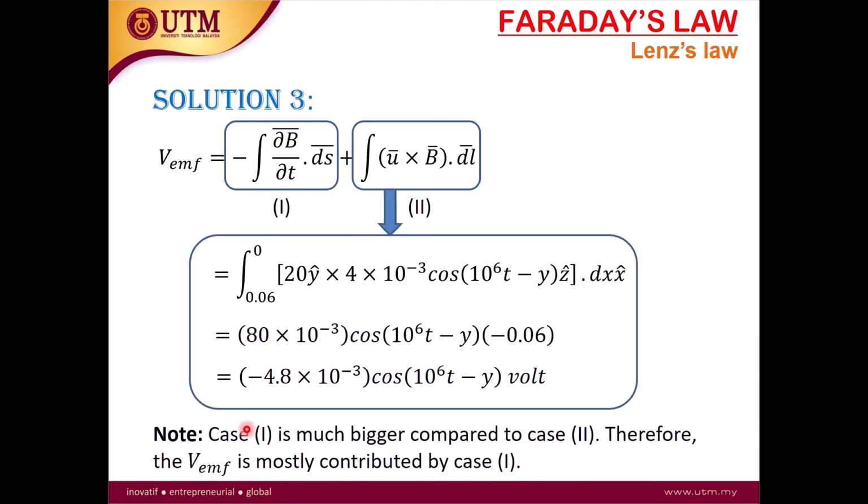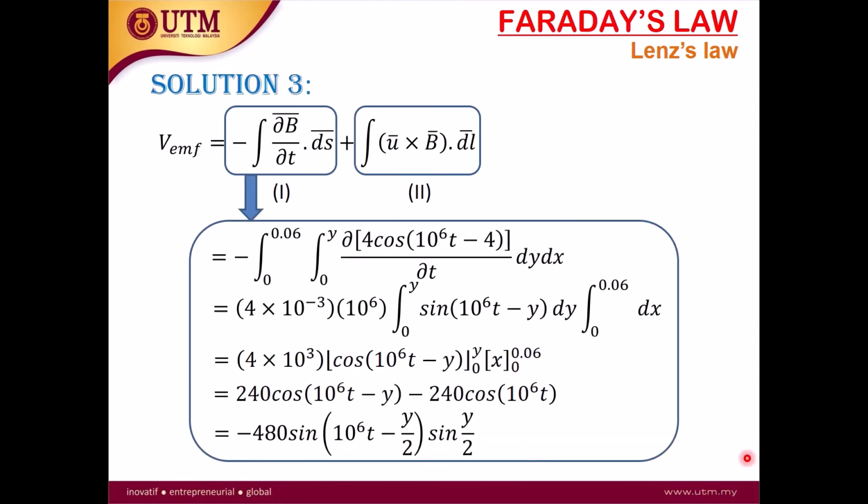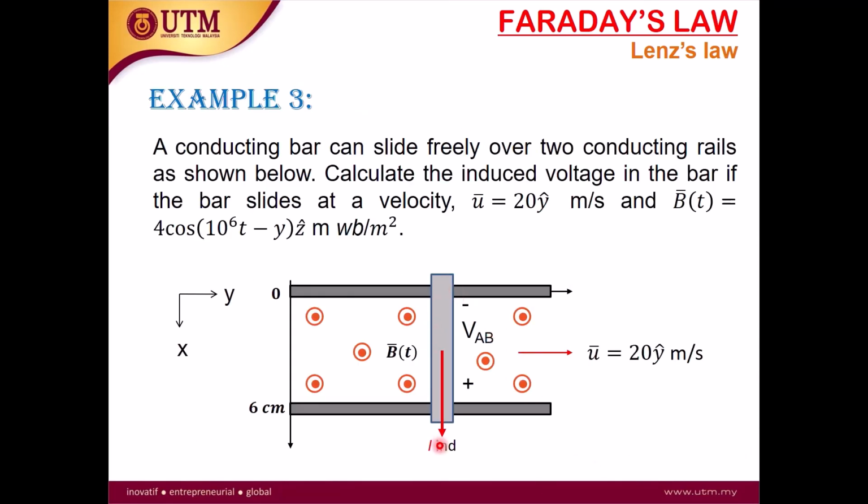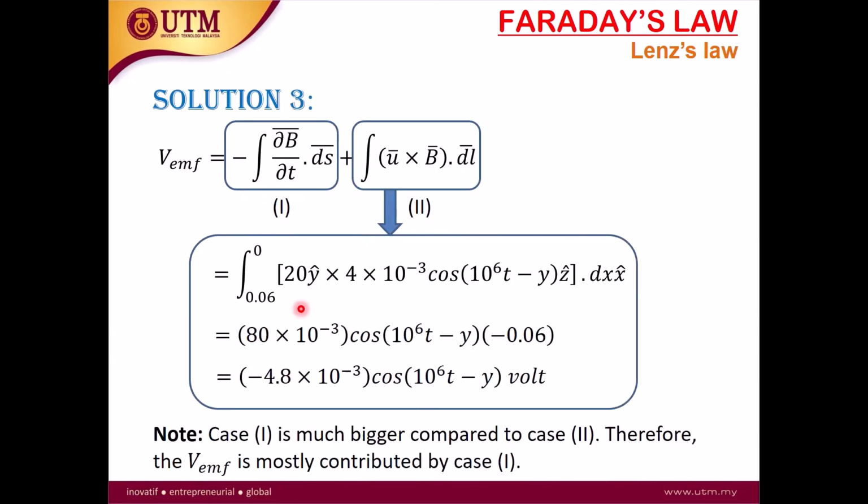Okay. Next, for the second case, you have the integration of u cross B dot dl. Our dl is basically dx, our slide, along the x direction, so dx in direction of x. Because we label our current from here to here, the limit should be opposite to the direction of current, which is from 0.06 to 0. So that means we have to use the limit from 0.06 to 0 along the dx, because we use the opposite direction of our induced current.